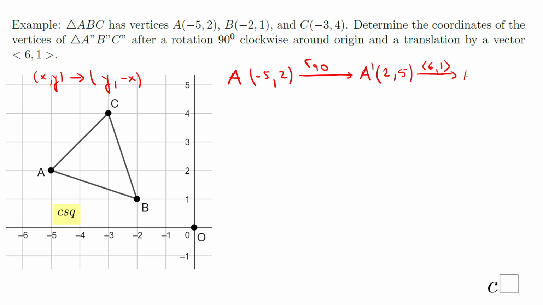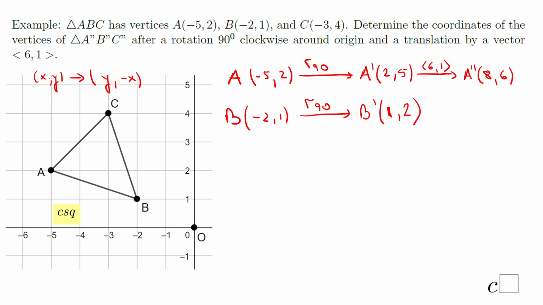And we're going to have a second, which is 2 plus 6, 8, 5 plus 1, 6. So let's go to B, where we're going to do the same thing, -2 and 1. We're going to rotate 90 degrees, and that will give us B prime. And if you remember, the y becomes x and the x becomes y. I will also need to change the sign.